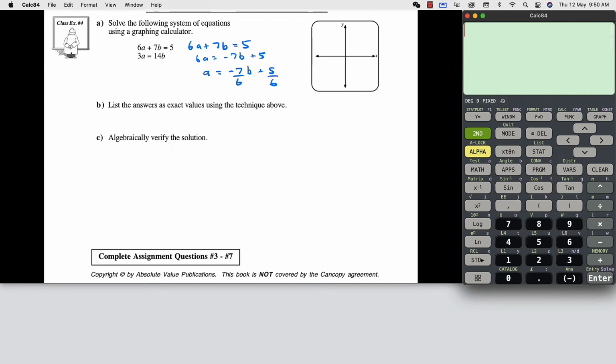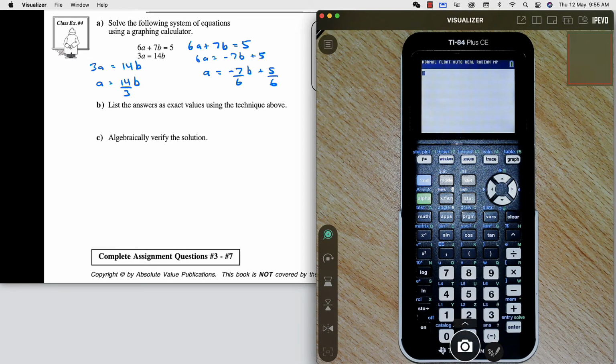Okay, and the other one, which is 3a equals 14b, I'm going to basically divide everything by 3, and I'll end up with a equals 14 over 3b, and really there's a plus 0 right there, but we're not going to include that. Now what I need to do is input that into my calculator. Okay, I brought the real calculator in here to go through this with you. So we're going to input the first one.